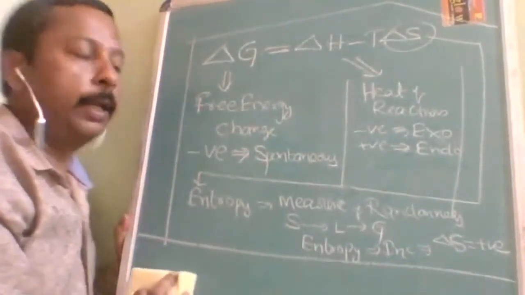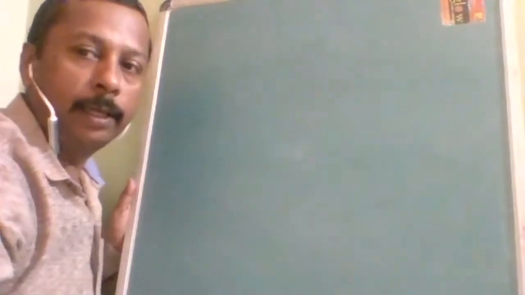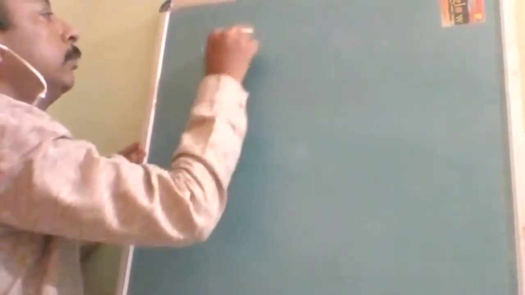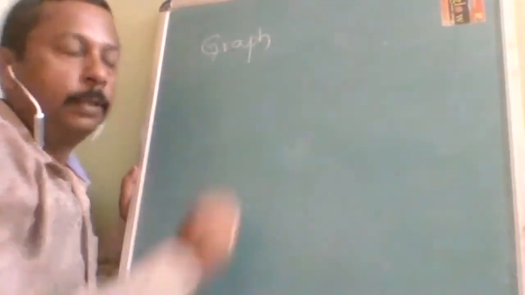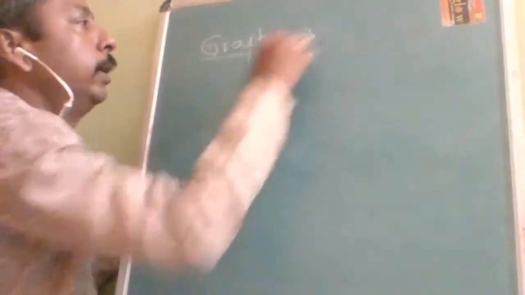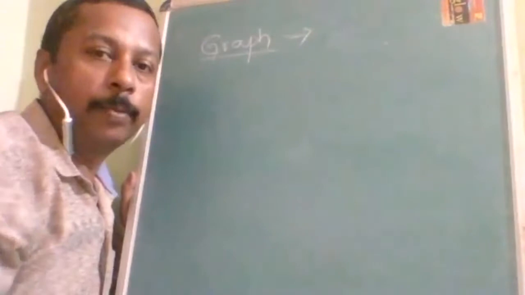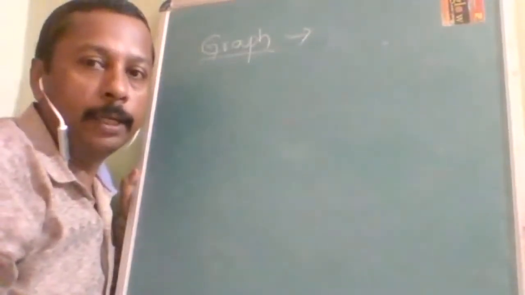What is that concept? Ellingham diagram. So the Ellingham diagram is basically a graph. For every graph, what do we require? We require two parameters.